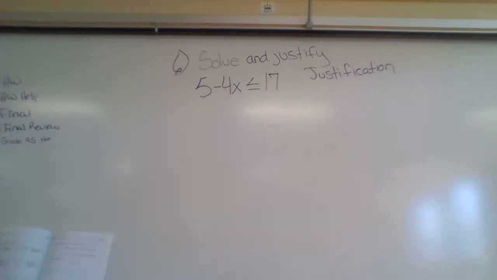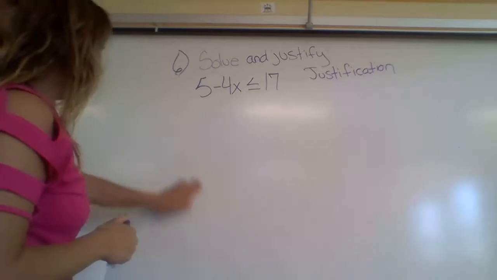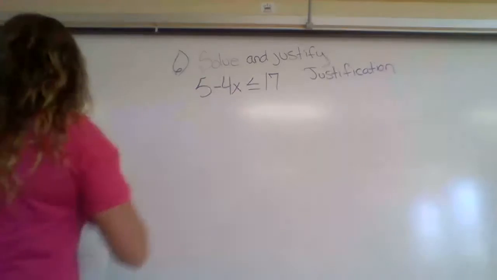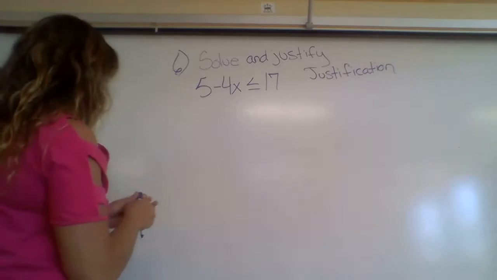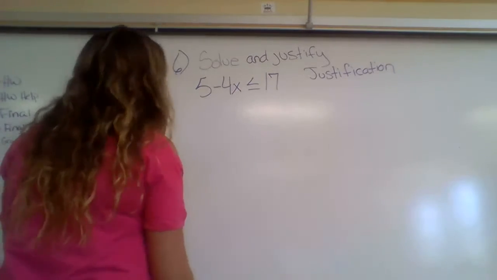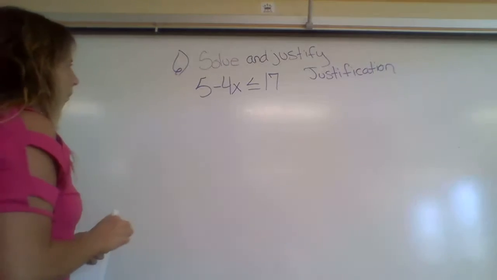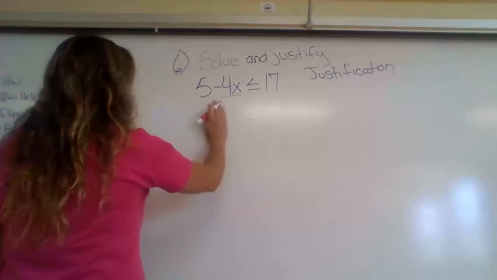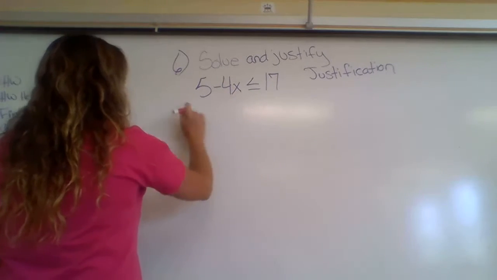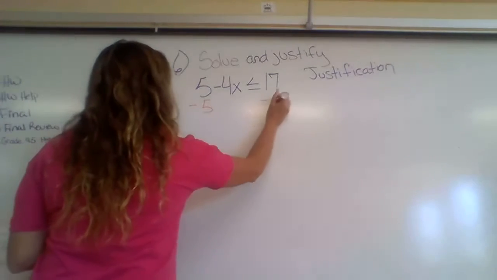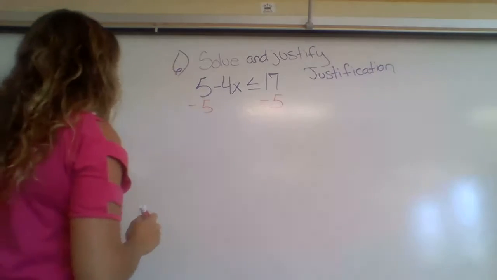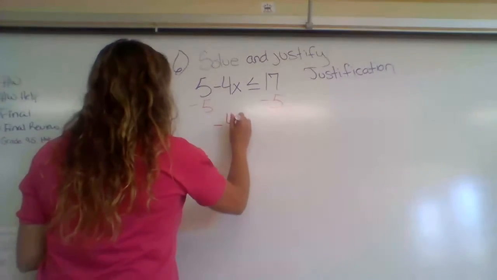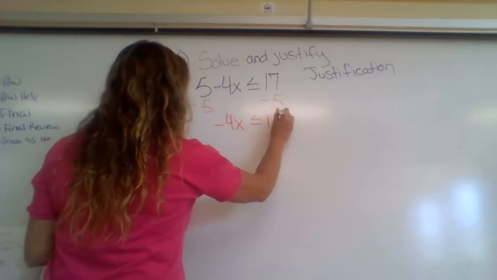And number 6. I'm not going to do all of these, I'm going to skip around. 5 minus 4x is less than or equal to 17. Solve and justify. So I'm solving for x. The first thing I want to do is get this by itself. Let's get rid of this 5. I'm going to subtract 5 from both sides. 5 minus 5 is 0, so all that's left over here is negative 4x is less than or equal to 17.